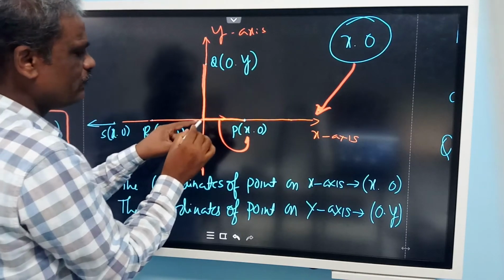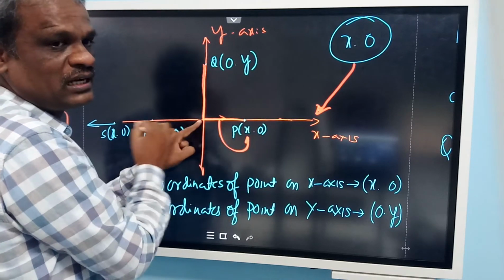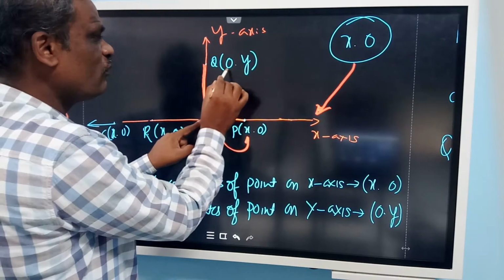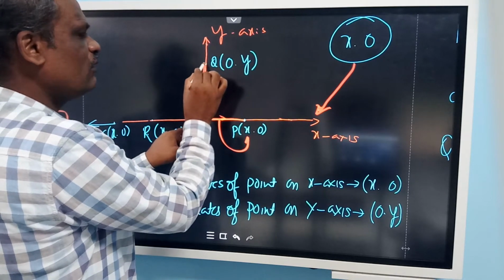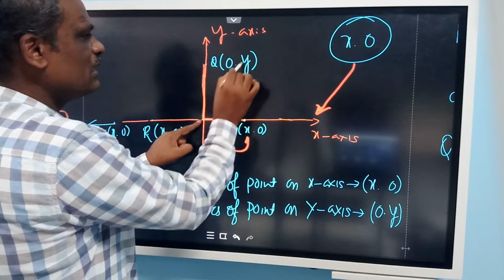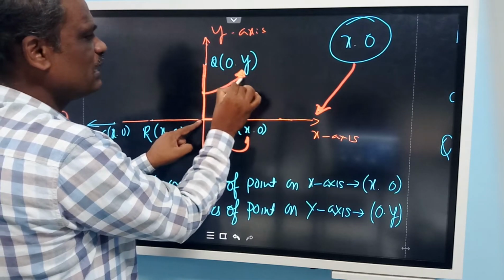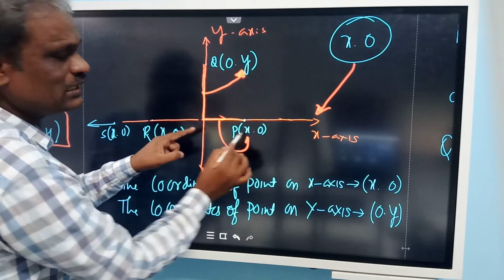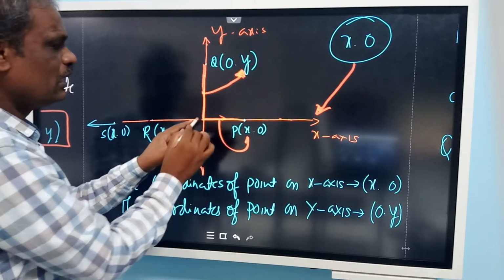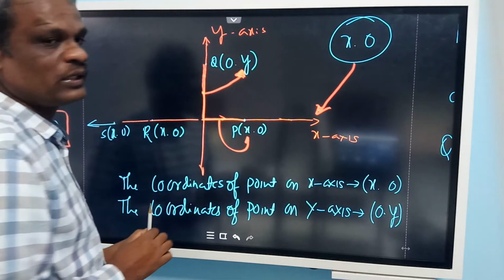So your starting point is here. You are not moving along the x axis in any direction, either left or right, therefore the x value is 0. But you are moving in the upward direction. So how much distance you are moving, that you have to mention here, y. How much distance you move along the x axis, that is the first coordinate, the x coordinate. How much distance you move along the y axis is called the y coordinate.